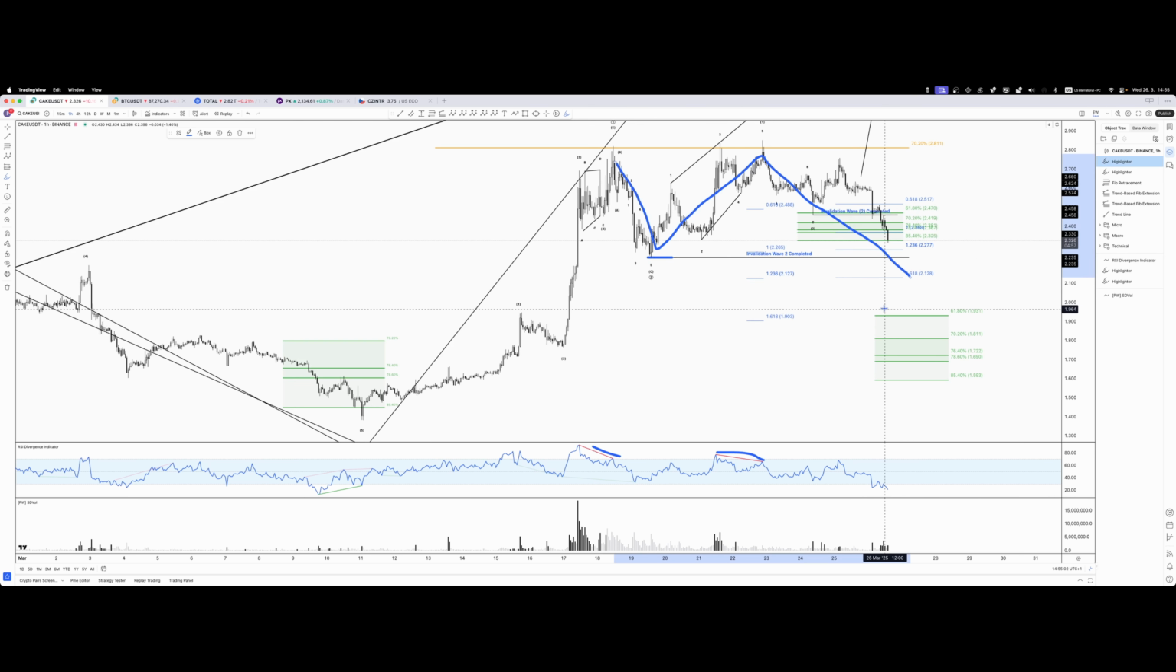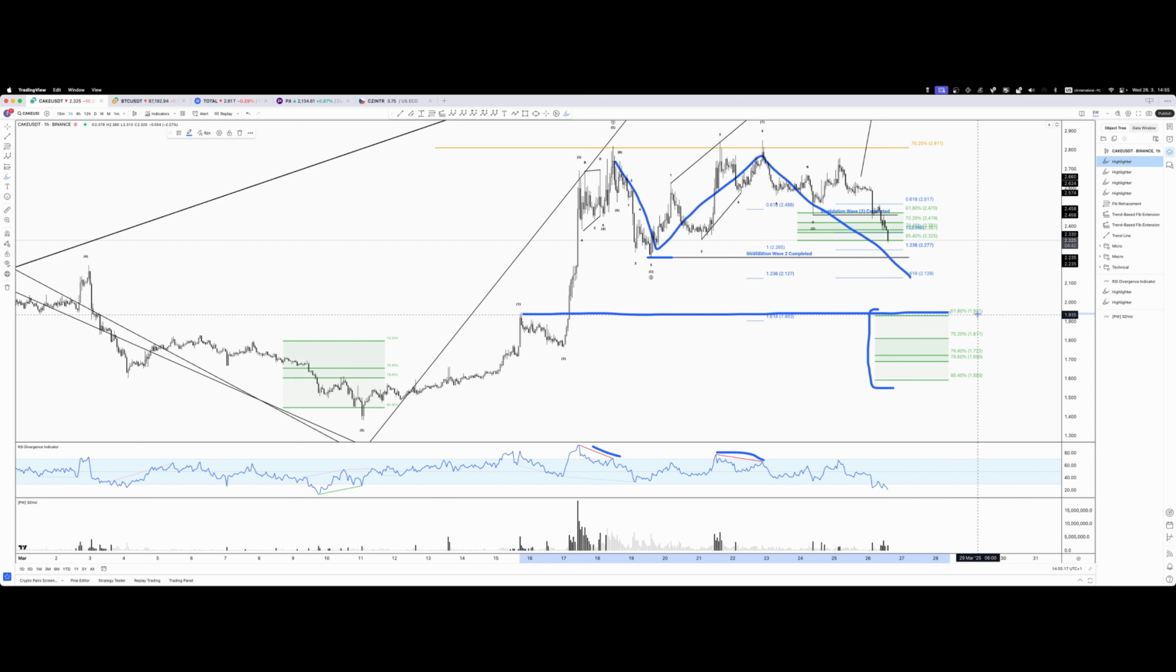An area of interest for a wave 2 correction is located right here. Notice how the 61.8% aligns quite well with the top of this wave 1. So this could be an area like $1.93. Okay, so I've given you one revised target to the upside, one invalidation level that has to hold if you want this revised target to the upside to materialize.